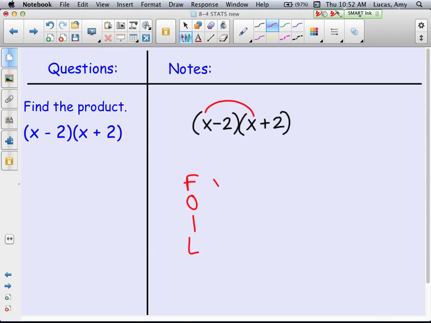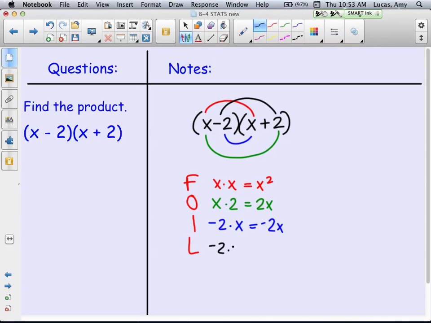So first terms, x times x is x squared. Outside, I'm going with the smiley face now, x times 2 is 2x. Inside, negative 2 times x is negative 2x. And last, negative 2 times positive 2 is negative 4. So, check out our like terms on this problem. 2x combined with negative 2x is 0. They cancel each other out. So our final answer is x squared minus 4.